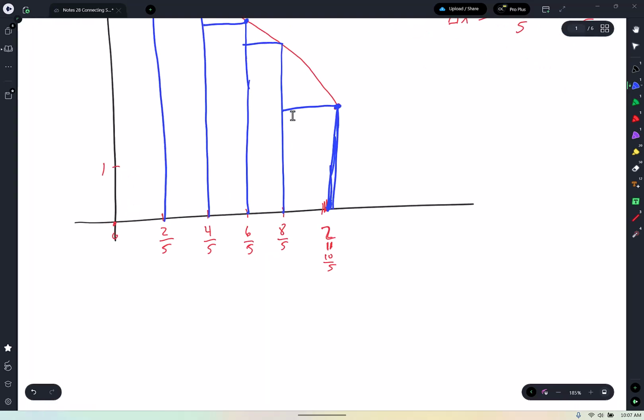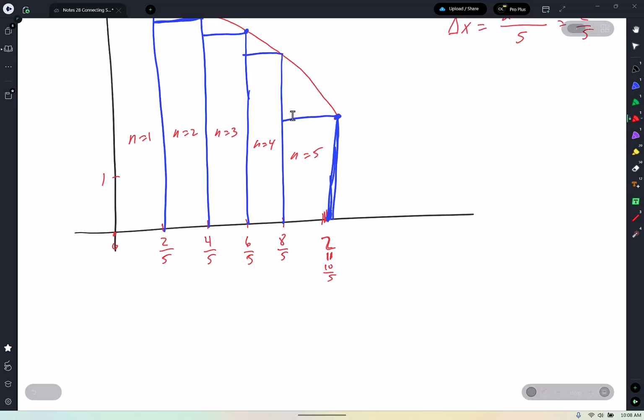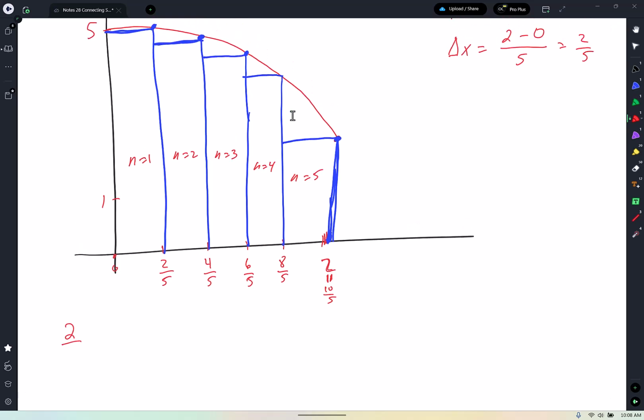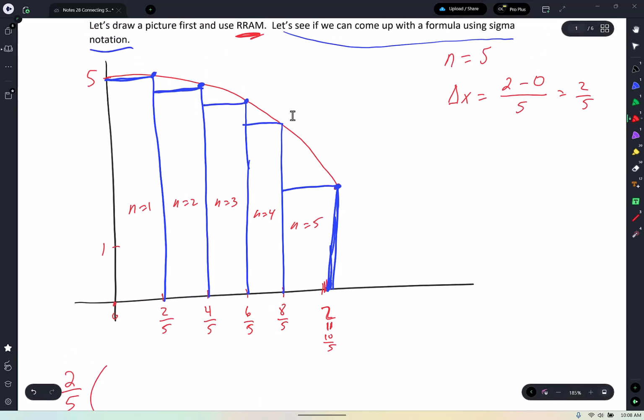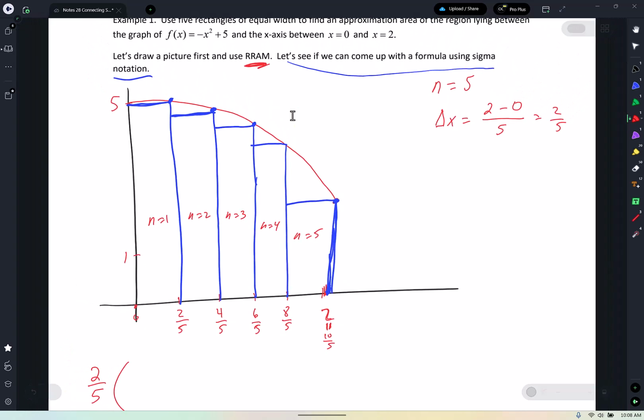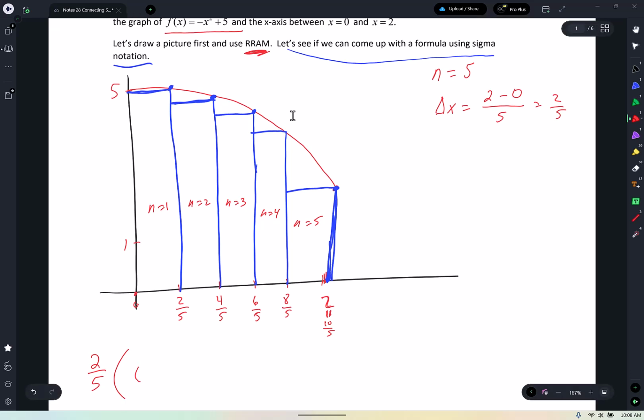So width times height. Every single rectangle here, this is n equals 1, n equals 2, n equals 3, n equals 4, n equals 5. It's just for reference. The width of the first rectangle is 2/5. And then what's the height of the rectangle? It was dictated by the curve. Put the negative on the outside because it says negative x squared: negative, 2/5, close it, squared, plus 5, close it. That's going to be the height of the first rectangle for n equals 1.